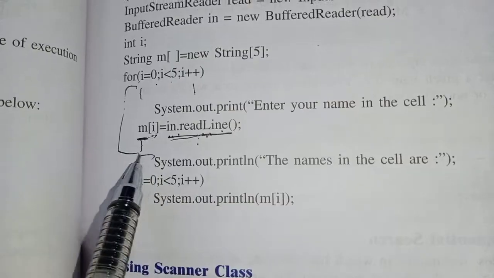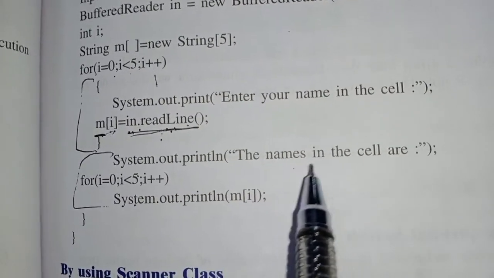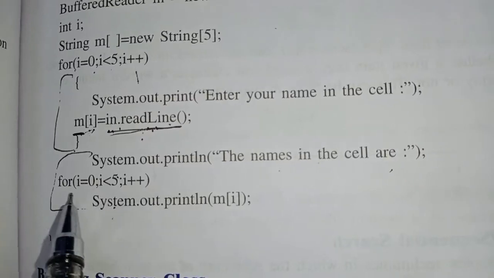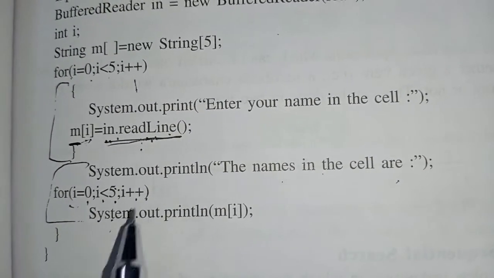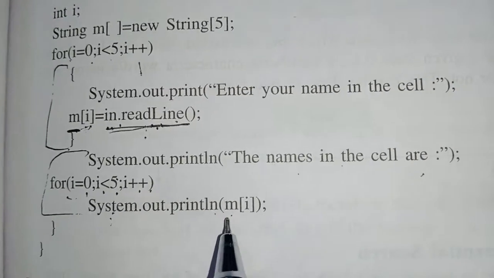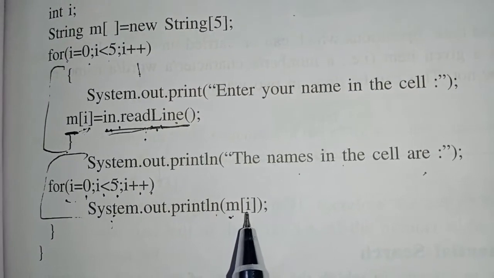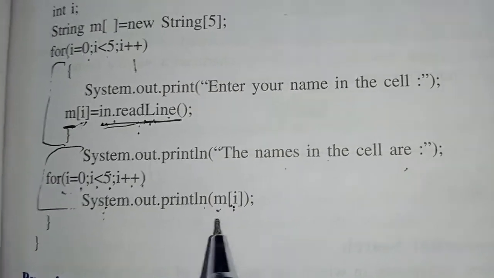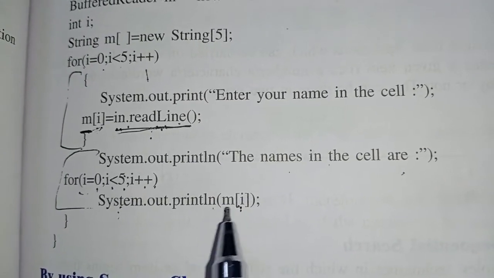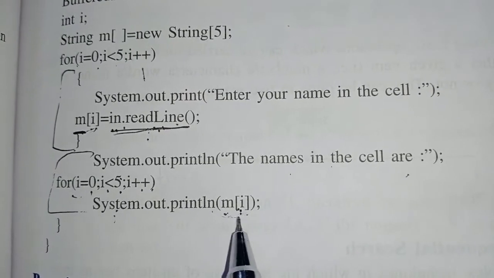Then in the last we have to display the names. In the same way the for loop will work from 0 to less than 5, i++, and display these names as m[i]. First m[i] will be 0, then 1, 2, 3. It will fetch the values from the array and display them.